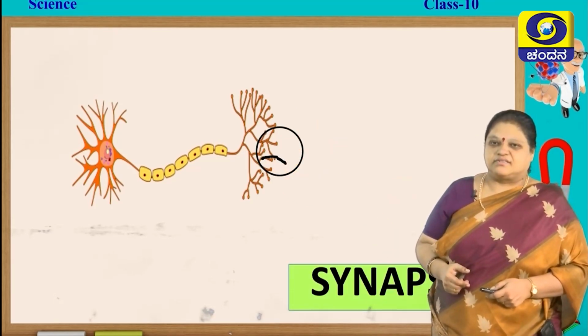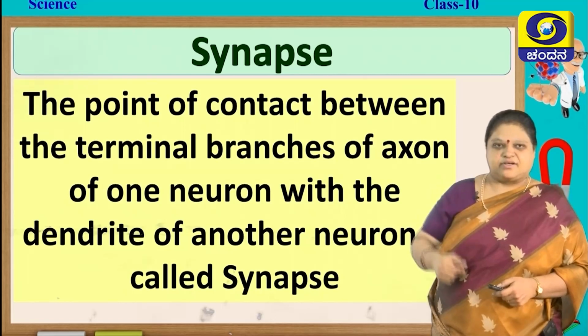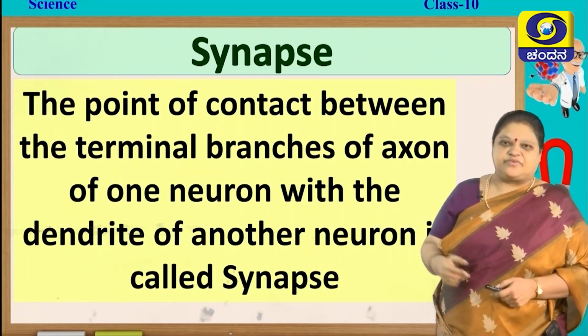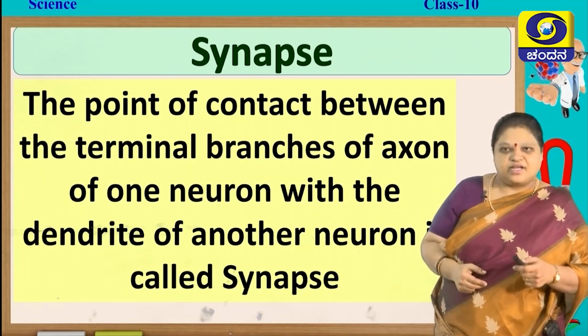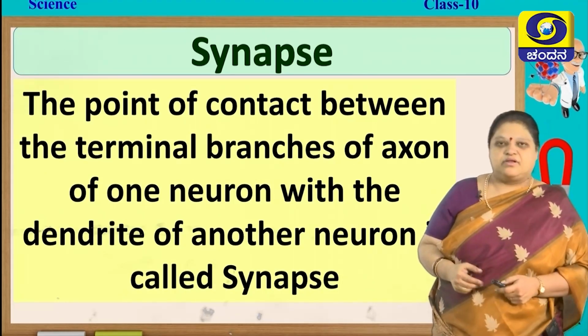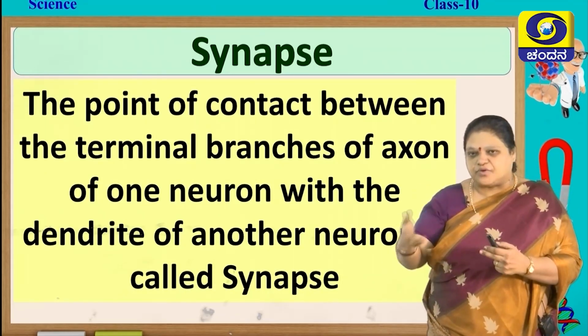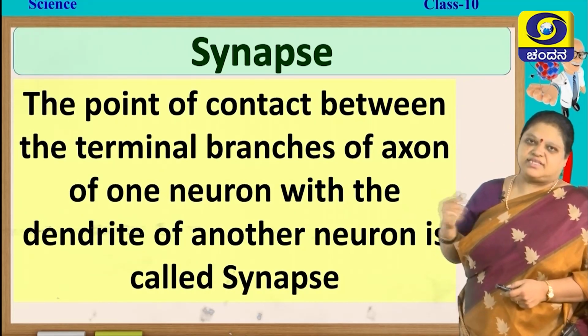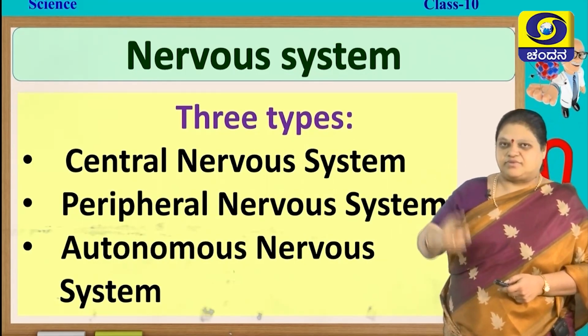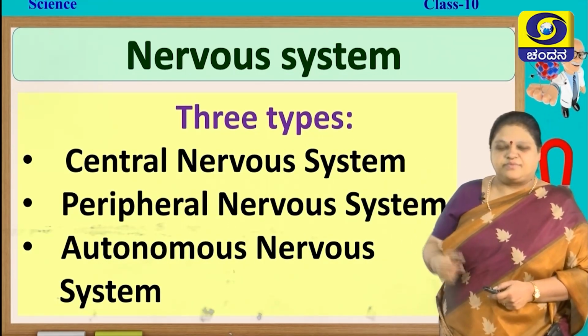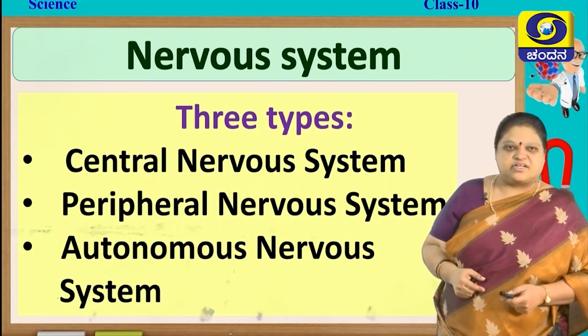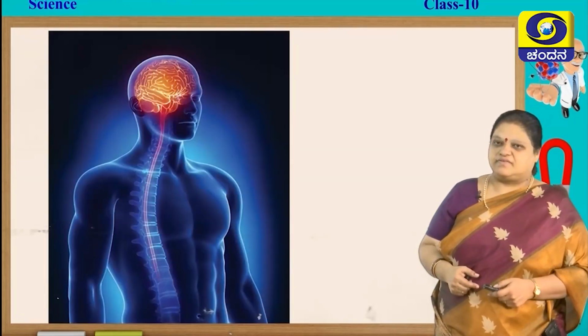Now next we will see about synapse. Please write down the point of contact between the terminal branches of axon of one neuron with the dendrite of another neuron is called as synapse. Next we will come to nervous system. They are of three types: central nervous system, peripheral nervous system, and autonomous nervous system.